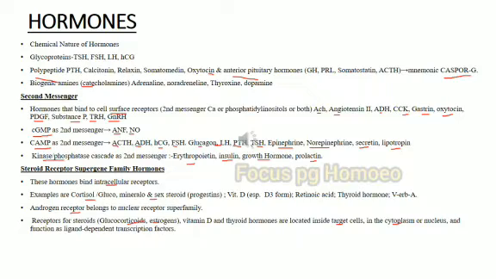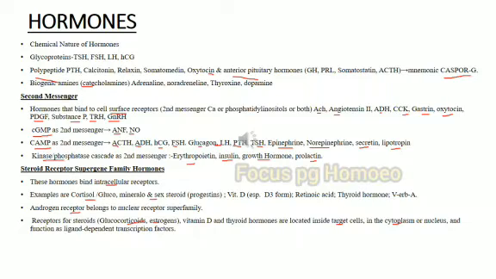Then coming to biogenic amines or catecholamines. So catecholamines are basically adrenaline, noradrenaline, thyroxine, and dopamine. Mnemonic here is TAND. T is thyroxine, A is adrenaline, N is noradrenaline, and then dopamine.